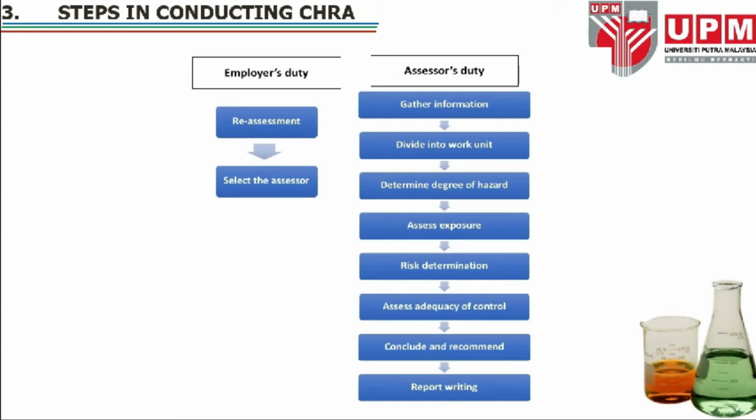For the employer's duty, they need to do the reassessment and also they need to select the assessor. For the assessor, they need to gather information. After that, divide into work unit, determine the degree of hazard, then assess exposure, risk determination, assess adequacy of control, conclude and recommend, and last, report writing.